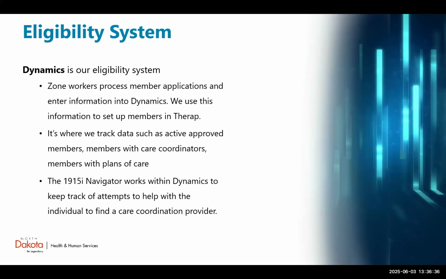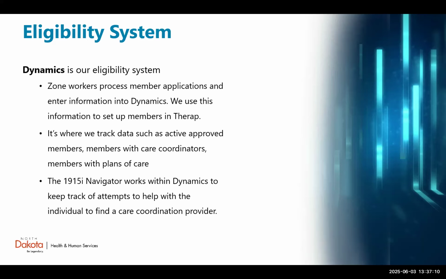Just kind of pull the curtain back a little bit and see how we manage the 1915(i) individuals. Dynamics is the name of our eligibility system. This is where the eligibility workers enter in all of a member's 1915(i) administration information, the application, HUDAS, forms like that. It's where we track the active approved members who've been connected with the care coordinator, which we'll get into here in a second, members with plans of care. Again, we'll go over that here a little bit.